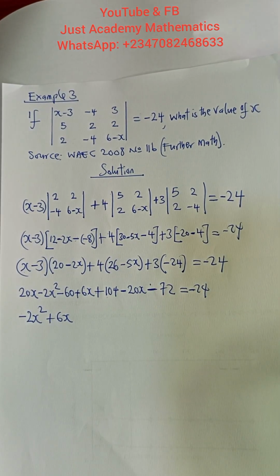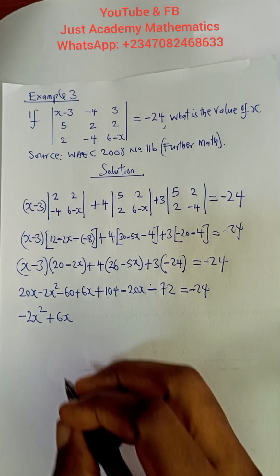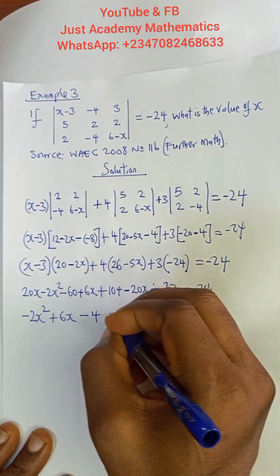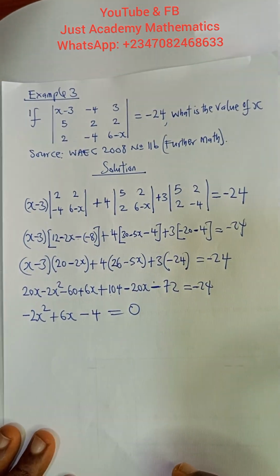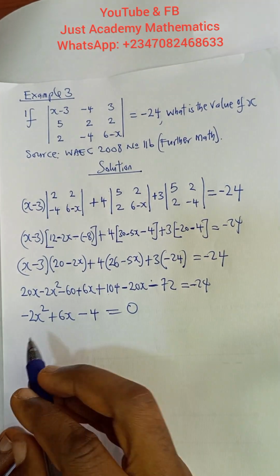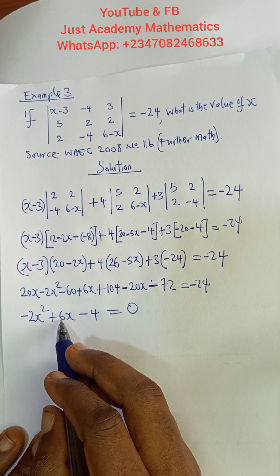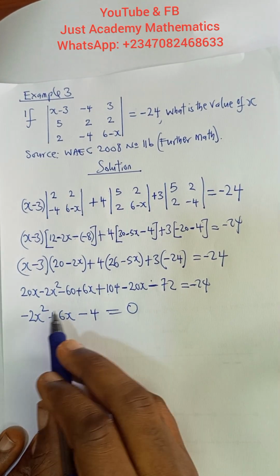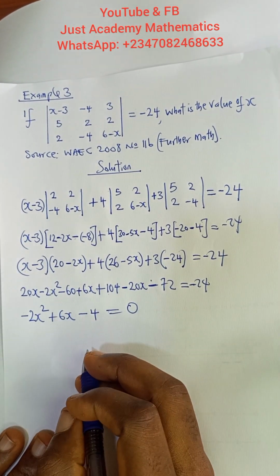So we have minus 28 plus 24, and that will give us minus 4. So here is minus 4 is equals to what? 0. Of course, this is a simple quadratic equation. We look for two numbers that add to give us 6, and multiply to give us 2 times minus 4, which is minus 8.